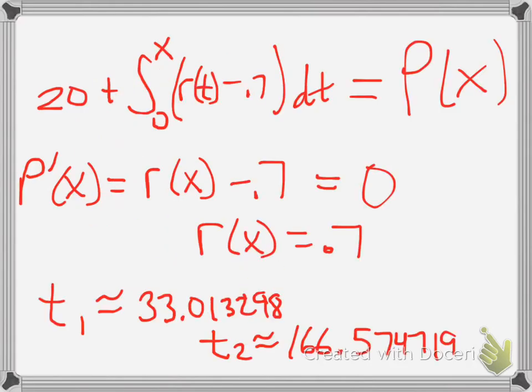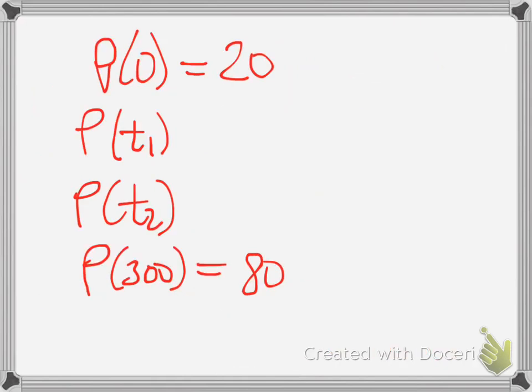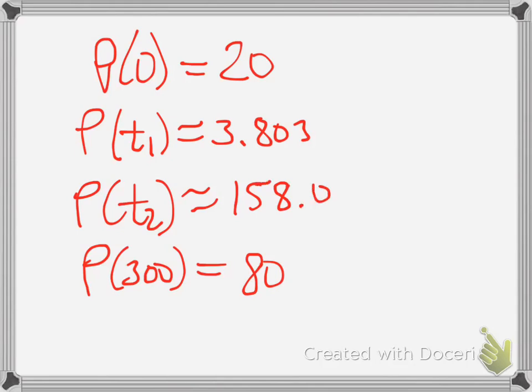Now we just got to go back over here to this integral expression. And for x, we're going to plug in these two t values, run the integral twice on our calculator, and then get the two numbers that come out of it. So those numbers are approximately 3.803, and approximately 158.070.